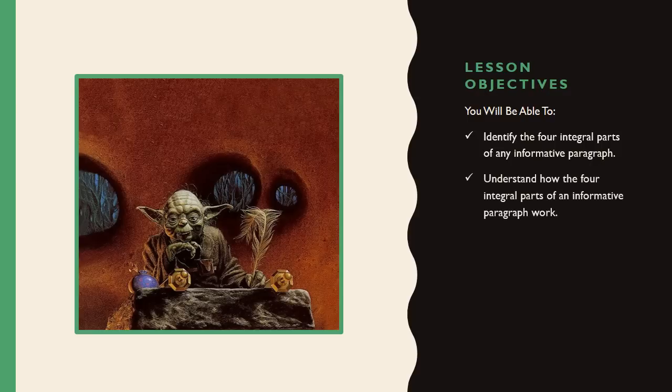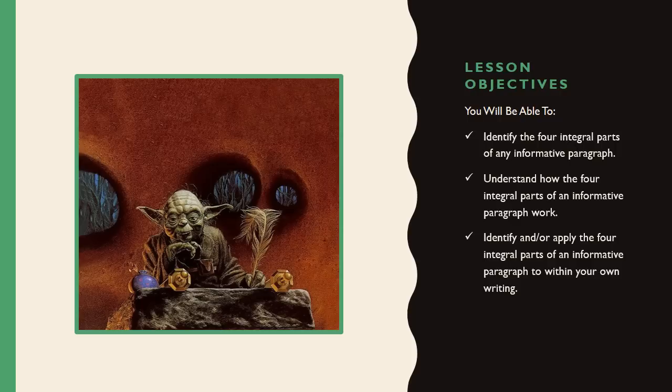You should also be able to understand how the 4 integral parts of an informative paragraph work. So how does each of those 4, not just what are those 4 parts, but how are they working and how do they work together? And then finally, you should be able to identify and or apply the 4 integral parts of an informative paragraph within your own writing. Some of you may say, oh, I do those 4 things already, and you should just be able to find them in your writing. Others of you might say, oh, I didn't know I need to do that. And in that case, you will start trying to do them in your own writing.